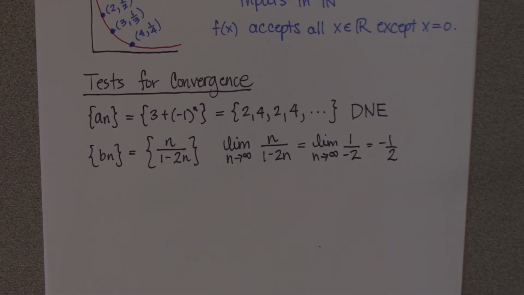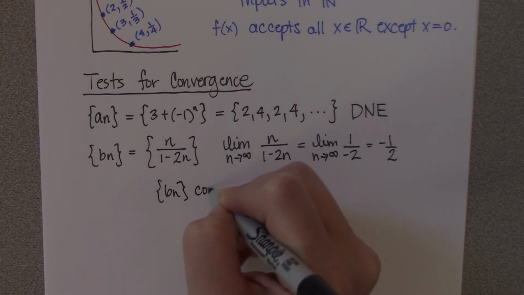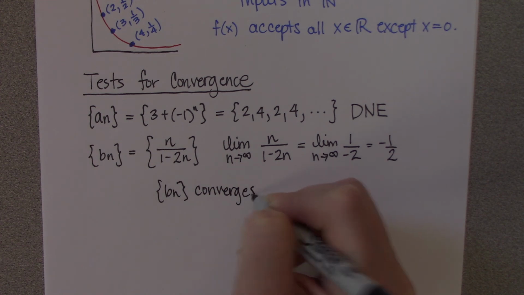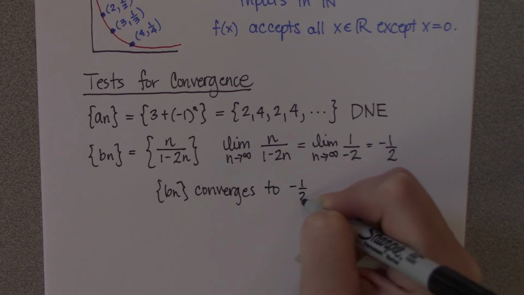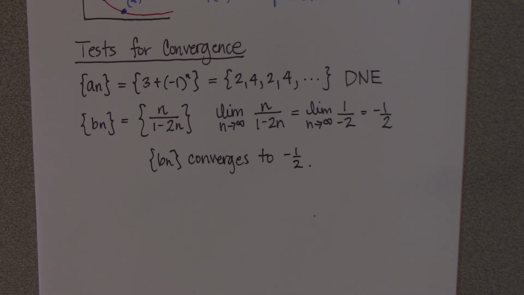So just remember there are multiple ways to get there. As long as you justify your method, I'm okay. I just want to make sure I see your work. So, right, we would say this guy converges to negative 1/2. So I'm going to be really annoying about that in sequences.